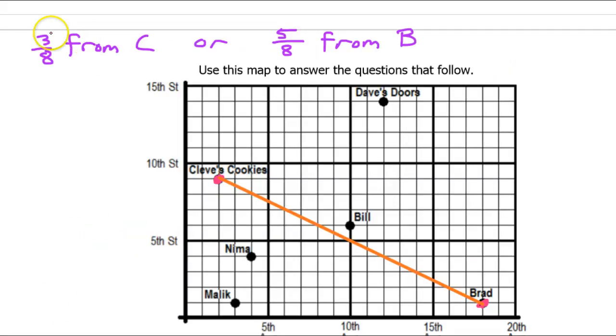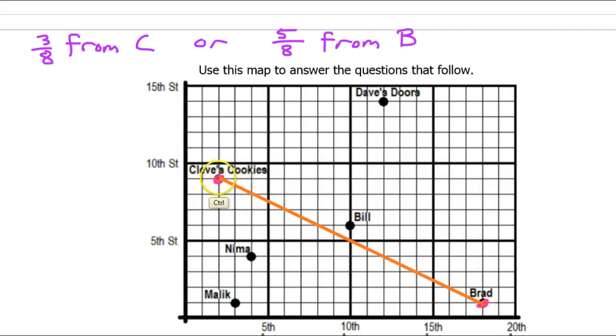So I went ahead and copied those fractions that we came up with so I could use them on this graph more easily. Now here's the key. Because this is a diagonal distance, what I would recommend if I were you is break this up into the horizontal motion and a vertical motion.